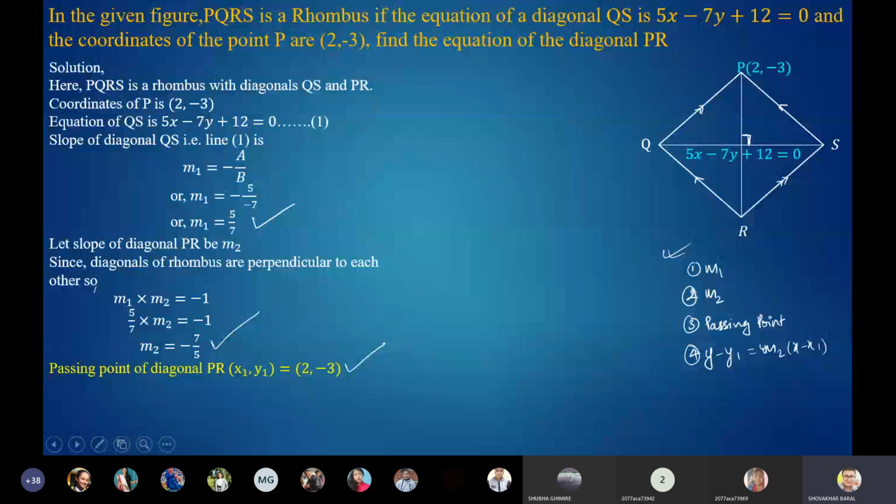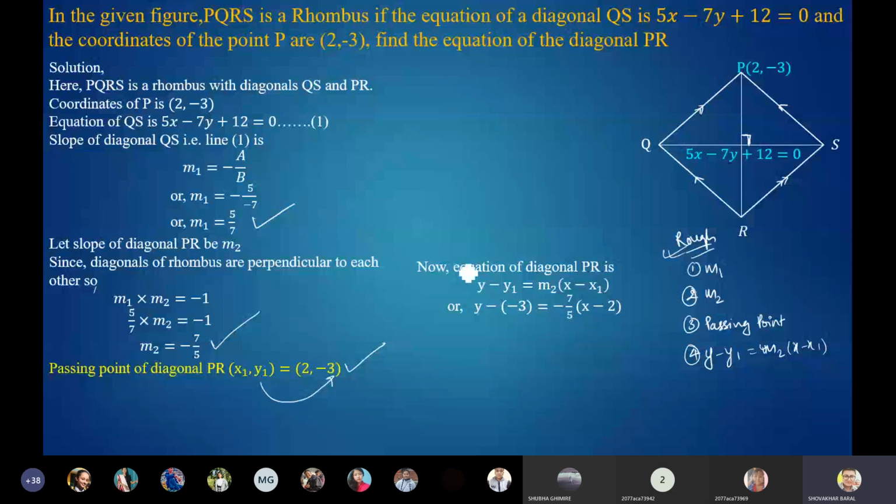Now, the equation of diagonal PR is y minus y1 equals m2 times x minus x1. So replace the values: y minus minus 3. I'm taking it from here, y1 is minus 3. So y minus minus 3 equals m2, which is minus 7 by 5, times x minus 2. This x1 is 2. So simplify it further.